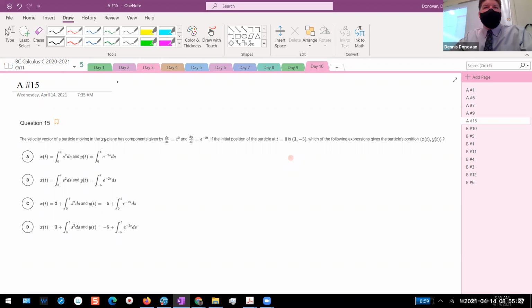So what do we use to find the positions? Fundamental theorem, right? So we need to know a value and the rate of change for each of the components. So do we know a value for x? 3 at t equals 0. So we know x of 0 equals 3. And we know y of 0 equals -5. So we need to use both of those numbers, right?